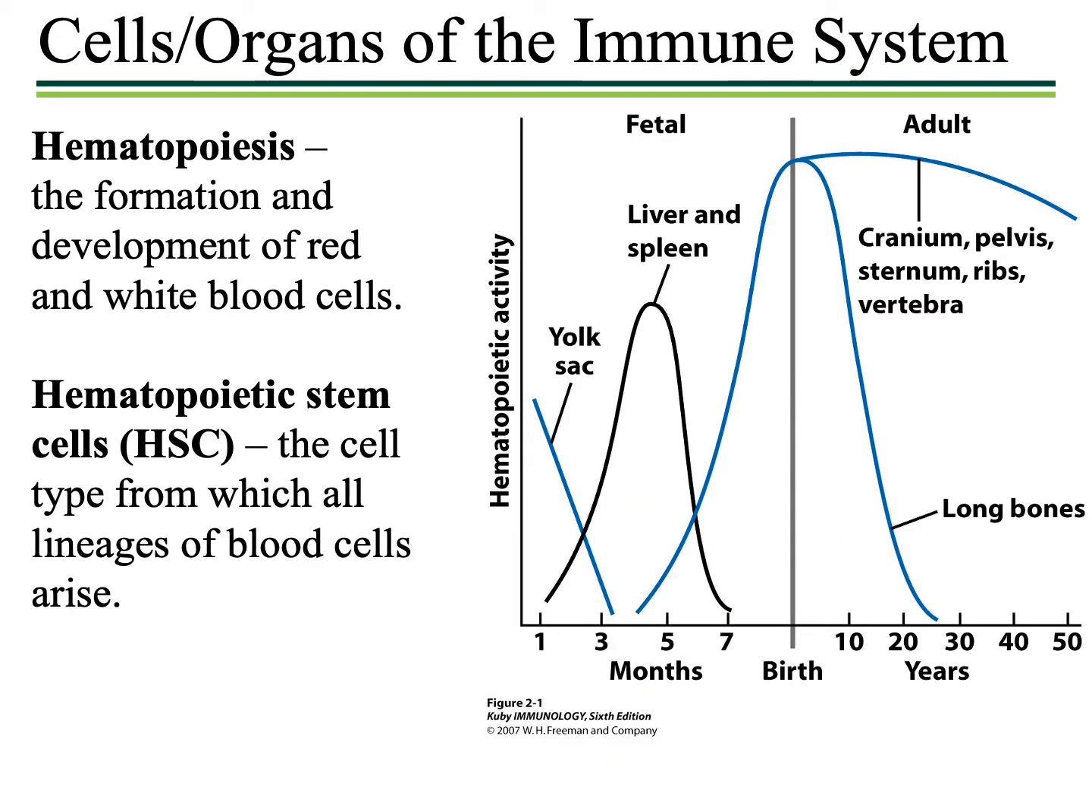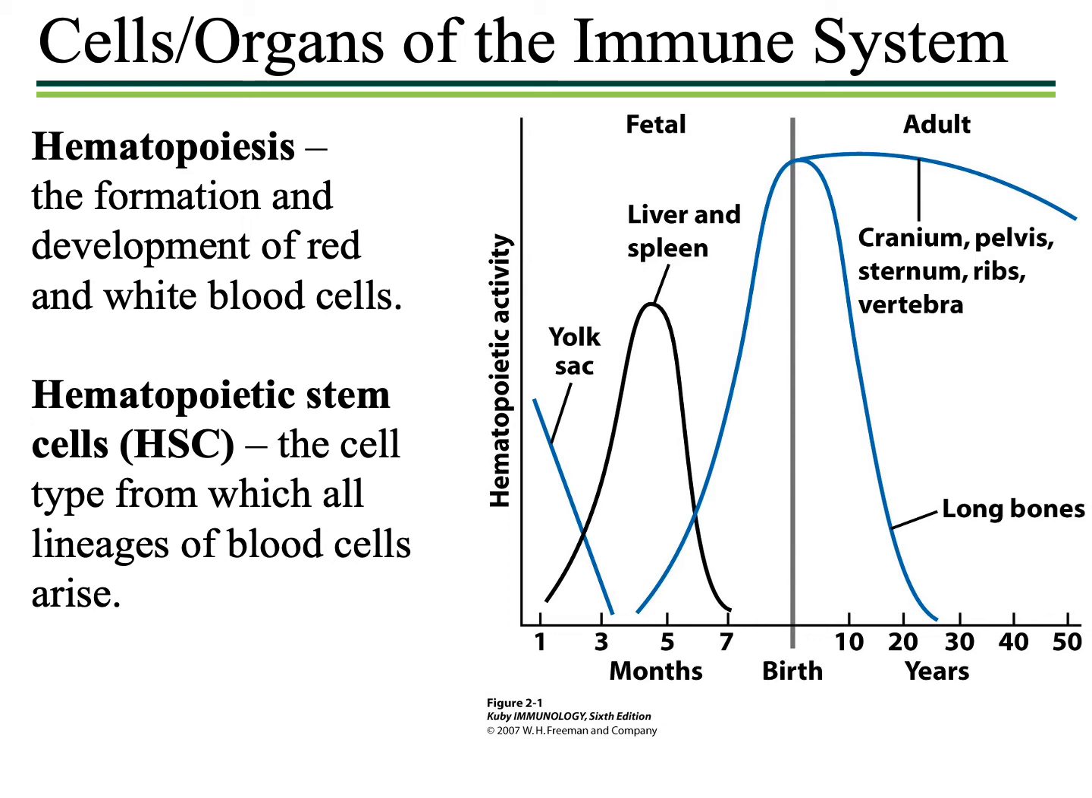Before we begin to discuss the specific cell types involved in the immune response, I want to talk a little bit about how cells are produced, specifically how blood cells are produced. The process is known as hematopoiesis, and this is, simply put, the formation and development of red and white blood cells. The root hemato refers to blood, and the term poiesis means to produce. So hematopoiesis is the process of producing blood.